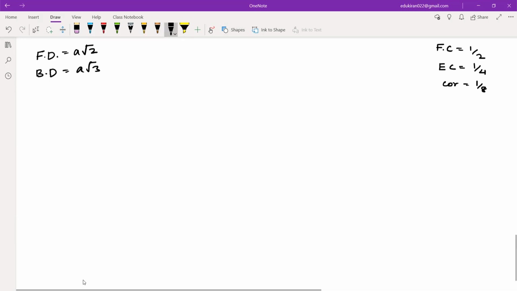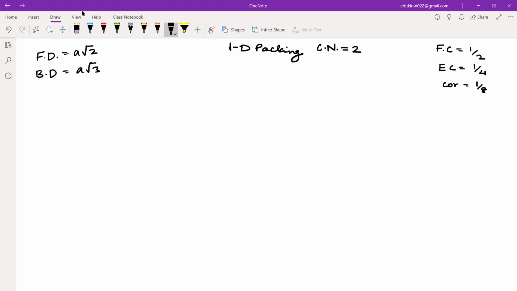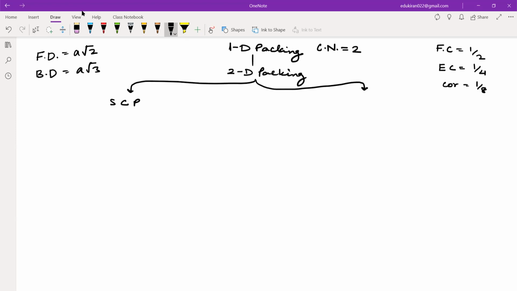Then we started 1D packing. In 1D packing, there is only one question that can come, which is the coordination number of 1D packing, which is equal to 2. Then we went to 2D packing, and in 2D packing we saw that there can be two cases. One is square close packing in 2D, and the other is hexagonal close packing in 2D.